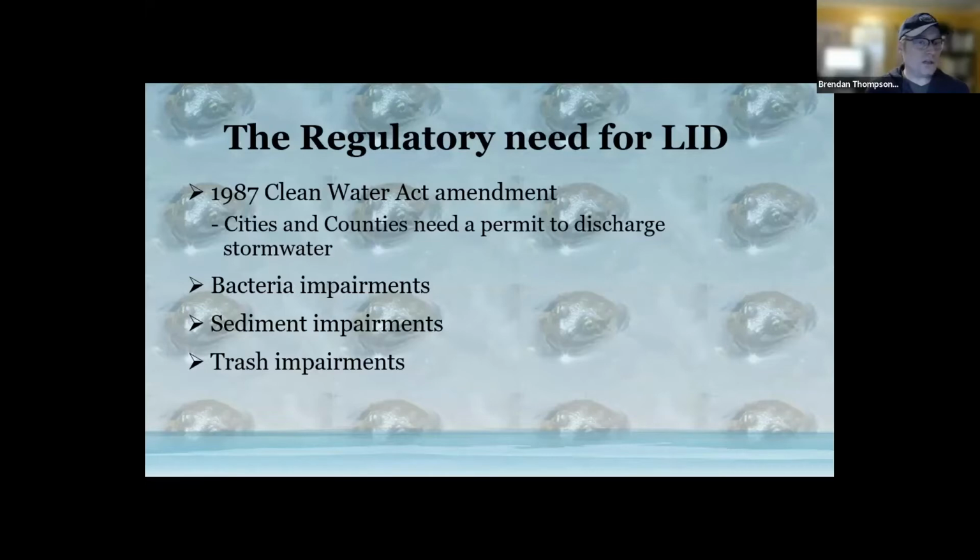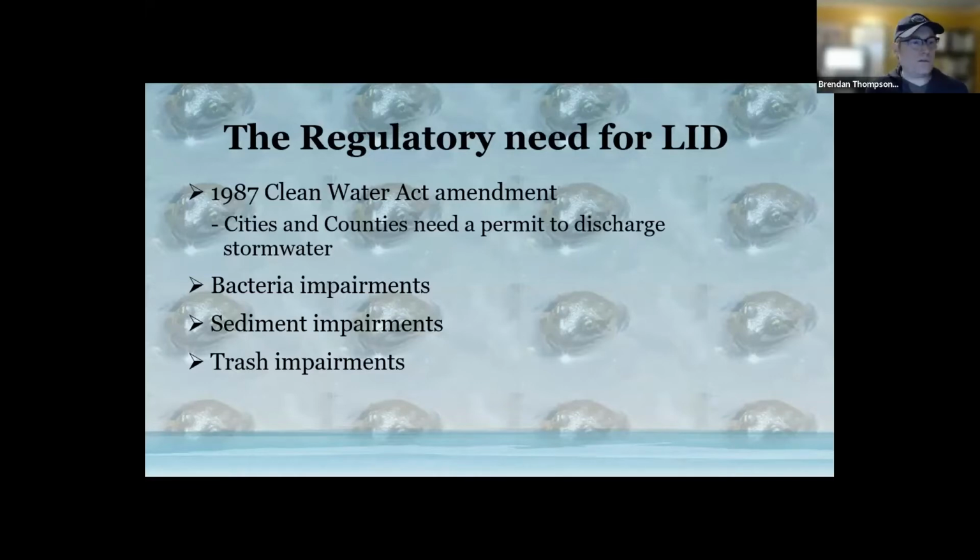Additionally, as I mentioned, we're in the North Coast region here, and we have our own unique water quality issues here. In the Russian River watershed, we recognize that bacteria is affecting water quality in our watershed.